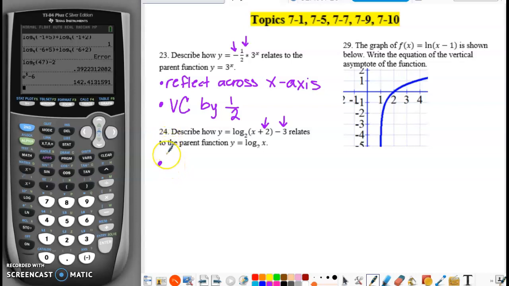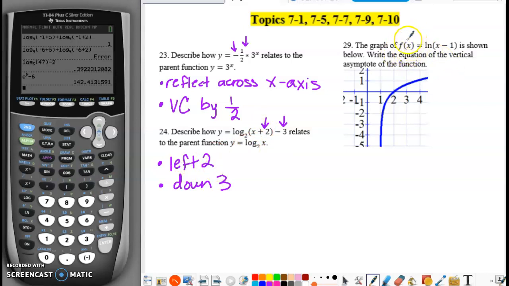value, and so I know that means that direction is left or right. Since it's plus 2 and h is backwards, we're going to move left 2. That's what this graph is doing. It's moving left 2. And then that negative 3 is outside the parentheses, so that means that is a k value. So that means since it's negative, we're going to move down 3. And those are my only two things different from my parent function, so those are my only two transformations.